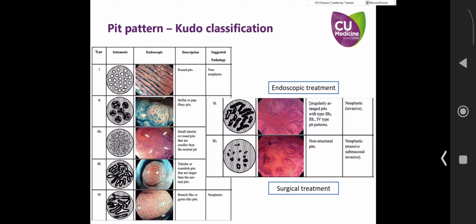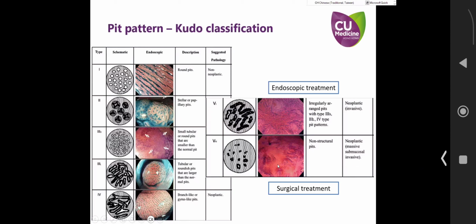So for type 5I, although it's kind of irregular, you can still see the organized manner of the surface. It consists of both large and short crypts, and also the long type or the oval shape type. So kind of irregular, but you can still see the crypts. But at the below, this is the type 5N pattern.